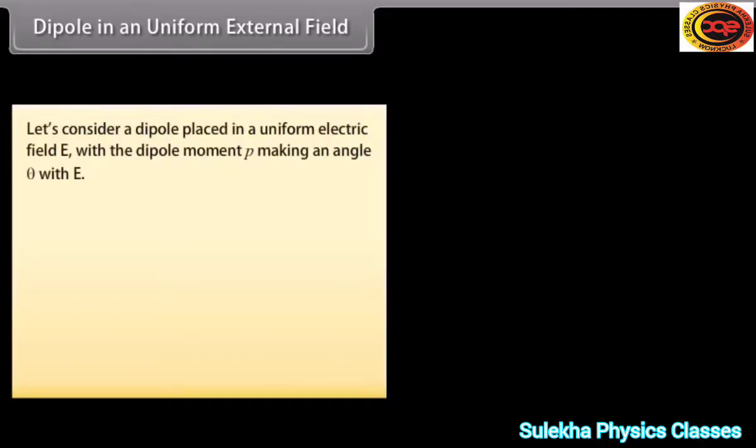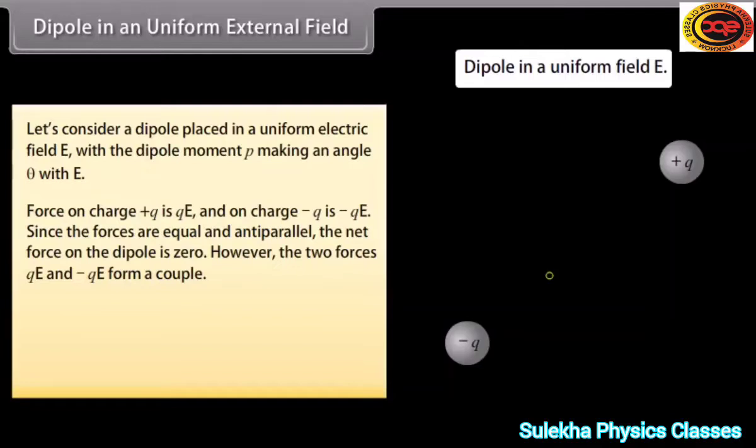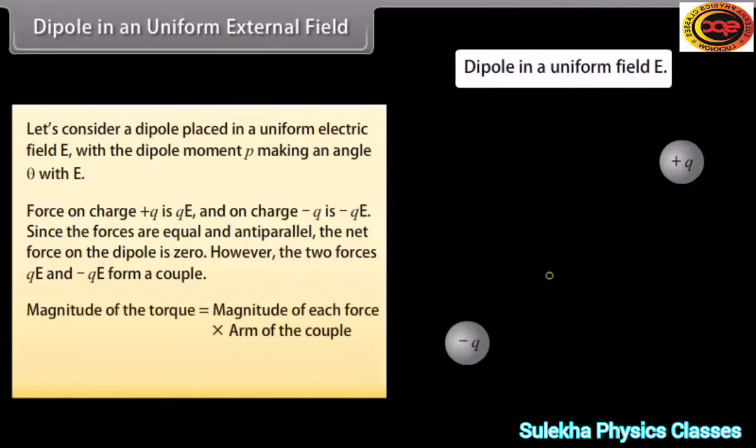Dipole in a uniform external field. Let's consider a dipole placed in a uniform electric field E, with the dipole moment P making an angle theta with E. Force on charge plus Q is QE and on charge minus Q is minus QE. Since the forces are equal and anti-parallel, the net force on the dipole is 0. However, the two forces QE and minus QE form a couple. Magnitude of the torque is equal to magnitude of each force into arm of the couple. This equation can be written as tau is equal to cross product of P and E.